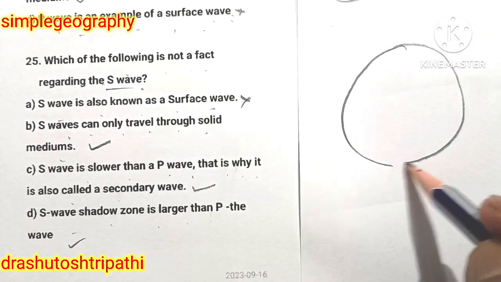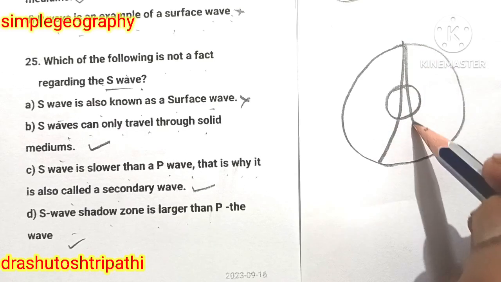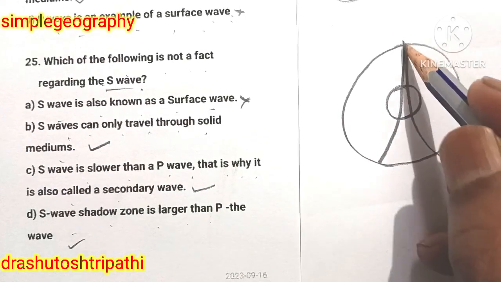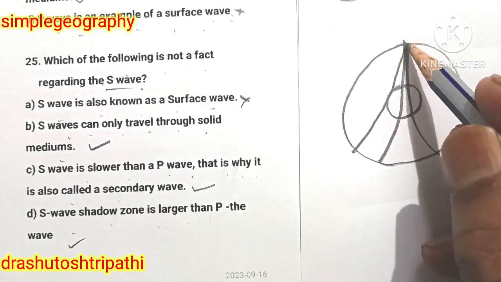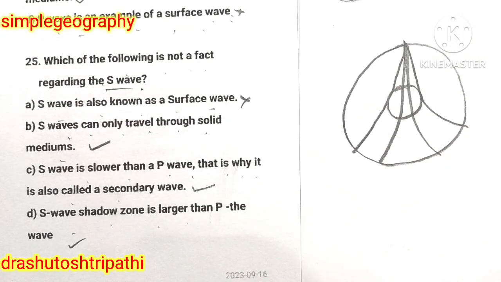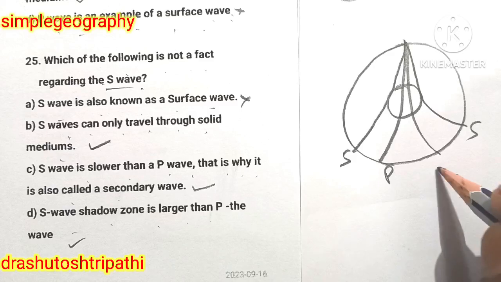You can see this picture. This is the interior part of the earth. This is the P wave, which passes through all types of medium: solid, gaseous, liquid. And this is the S wave. Because the interior part of the earth is supposed to be in a semi-liquid form, there is an absence of S wave. This is the S wave and this is the P wave.